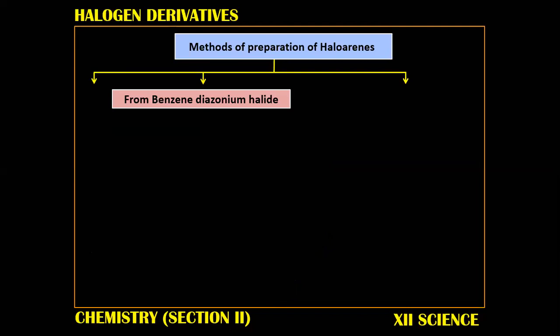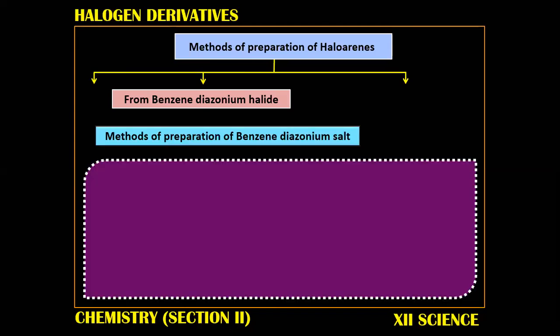From benzene diazonium halide. Now in this case, we have to first write the preparation of diazonium chloride or diazonium halide. Now diazonium chloride is prepared from aniline. This we have already done in the method of preparation of phenols. Those who have done phenols will recollect this. We'll take benzene with NH2. What is benzene with NH2 called? Aniline.